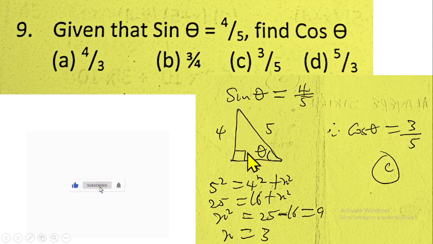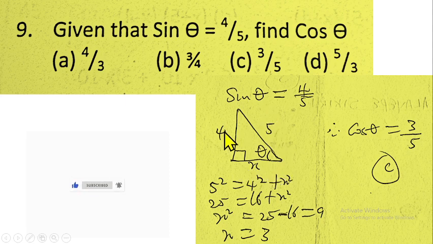You draw a right angle triangle because trigonometric ratio is applicable to a right angle triangle. Then theta here is the angle. Put in the angle. Then sine is opposite over hypotenuse. So 4 will be here, 5 will be here. Then you can now find this third side using Pythagoras theorem.